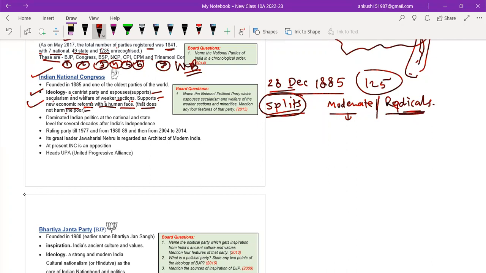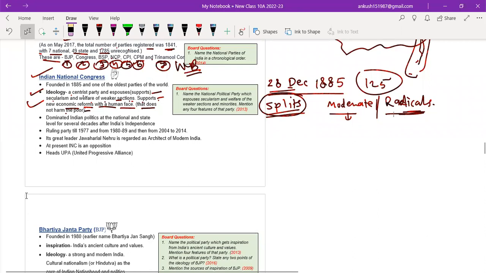Radicals, sometimes they were ready to talk, but they were not in favor of that. If something was not obtained by them easily, they used to go the way where violence was ready. Have you got the point?